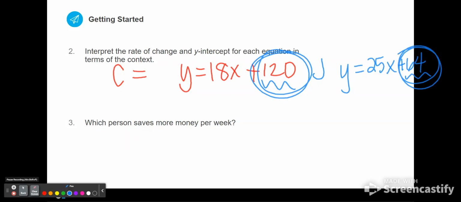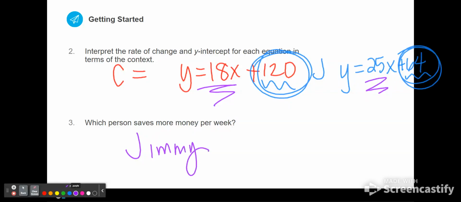Okay, so what that means is, who has saved more money, Colleen or Jimmy? Right, Colleen has already saved more money. Next, we talk about more money per week. Which person is saving more money per week? I remember my per week is when I talk about my slope. Who has the larger slope? Who's saving more money every single week? Well, in this case, that would be Jimmy, because Jimmy is saving $25 every week, where Colleen is only saving $18. However, Colleen started with more money.